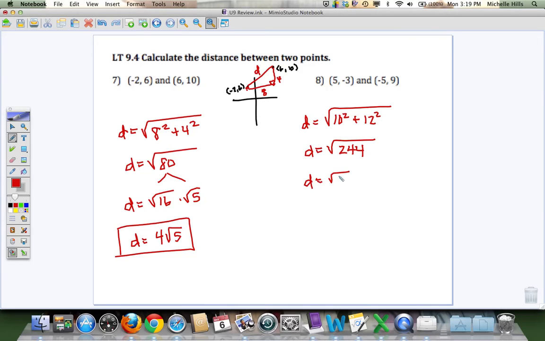So I have the square root of 4 times the square root of 61. There are no perfect squares other than 1 that go into 61. So d is 2 times the square root of 61 when I simplify my radical.